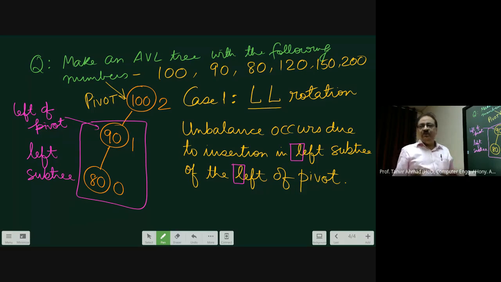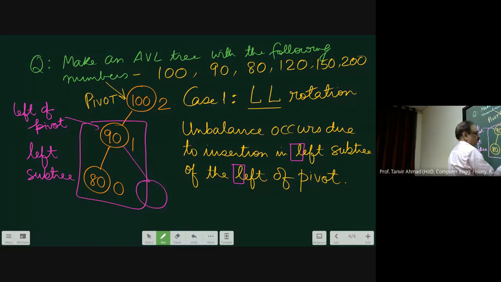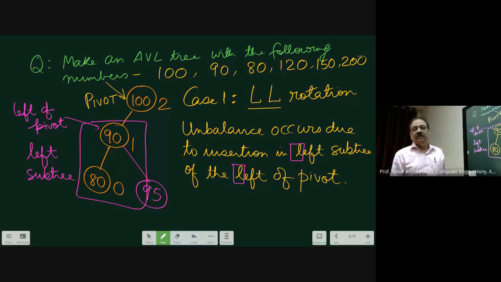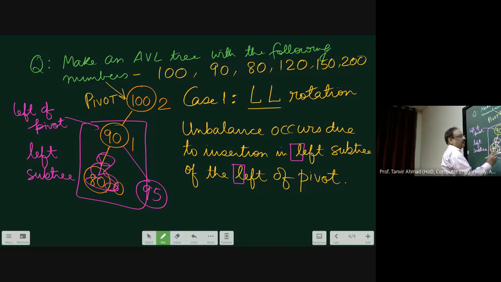Now, make sure that if the insertion would have been at this place, suppose at 95, and suppose this would not have been there, then also it will not be an AVL tree, because 90 will have a balance factor of -1. 0 minus 1 is -1, or you can say the modulus is 1. The pivot will be the same, but unbalance occurs due to insertion not in the left subtree, but in the right subtree.